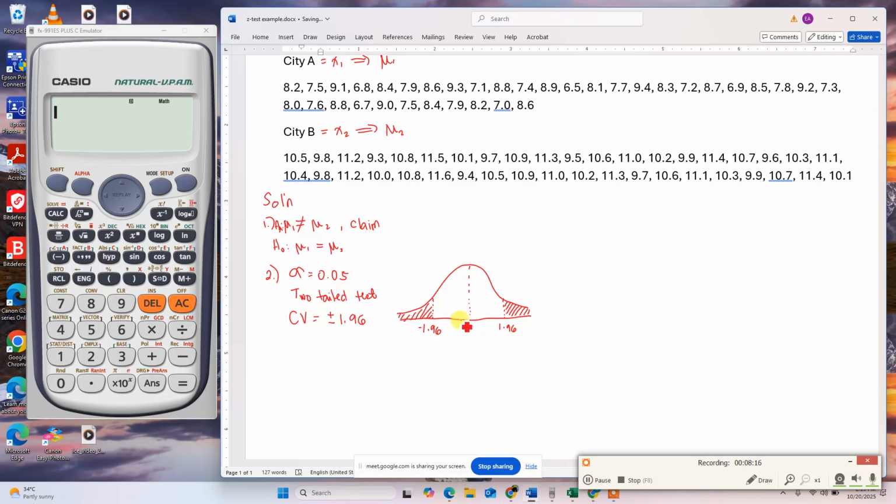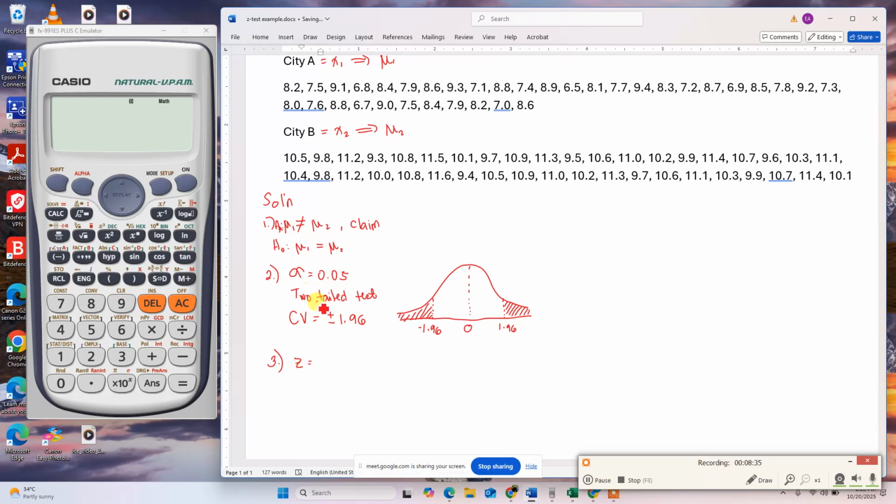Okay, so in this case, we can now have our third step. For the third step, we're going to compute the test value. For the test value, we're going to use the z-test.